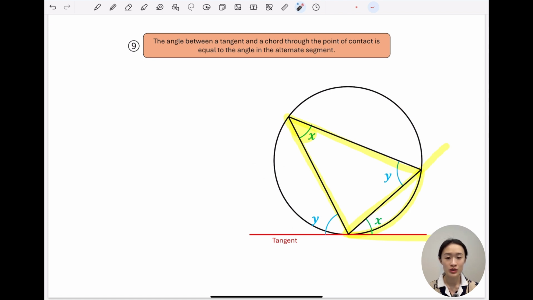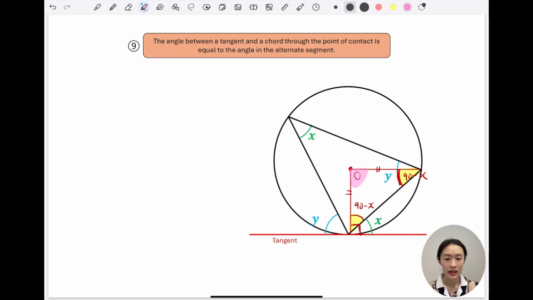So what we are going to do is to find the center and join the point of contact and the center. We know that this is perpendicular. I can also create an isosceles triangle here. Now, because this angle is 90 degrees and this angle here is x, therefore we have 90 subtract x. Because this is an isosceles triangle, therefore this angle is 90 subtract x as well.